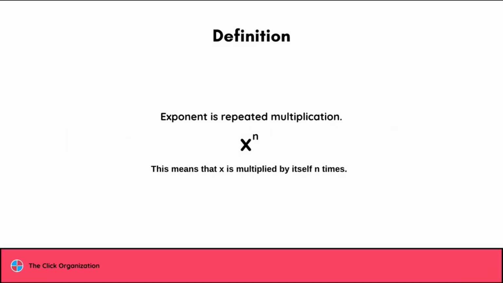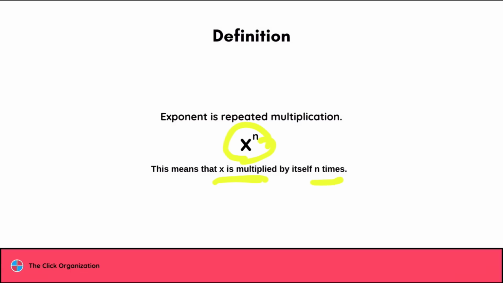Exponent is repeated multiplication. Doesn't this seem very similar to you? Because we have another thing, which is multiplication itself, which is the repeated addition, right? So we have multiplication as repeated addition and exponent as repeated multiplication. So in here, we can say that x is to the power of n, right? And this means that x is multiplied by itself n times.